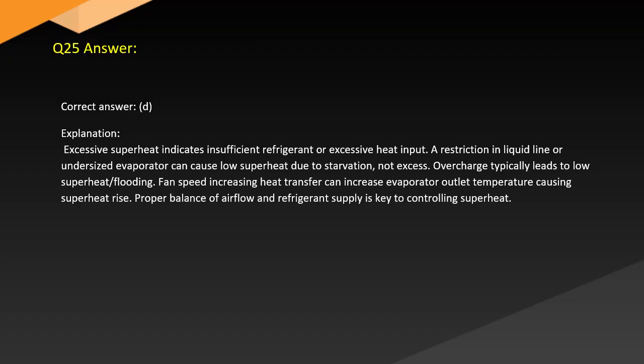Answer. Correct answer: D. Explanation. Excessive superheat indicates insufficient refrigerant or excessive heat input. A restriction in the liquid line or an undersized evaporator can cause low superheat due to starvation, not excess. Overcharge typically leads to low superheat flooding. Fan speed increasing heat transfer can increase evaporator outlet temperature, causing superheat to rise. Proper balance of airflow and refrigerant supply is key to controlling superheat.